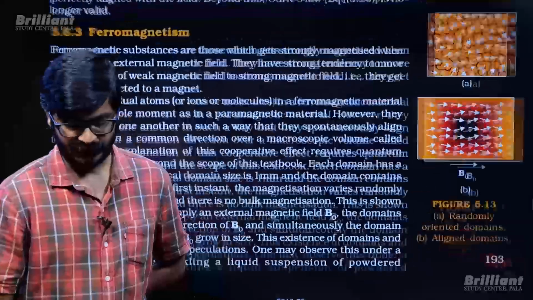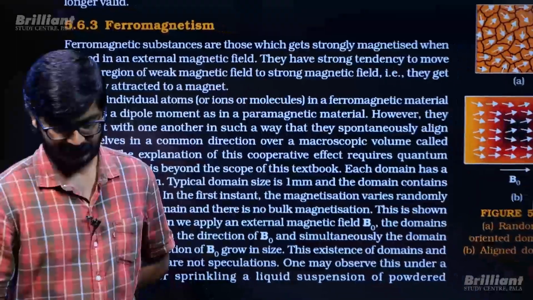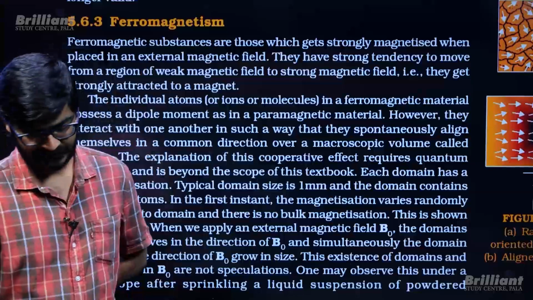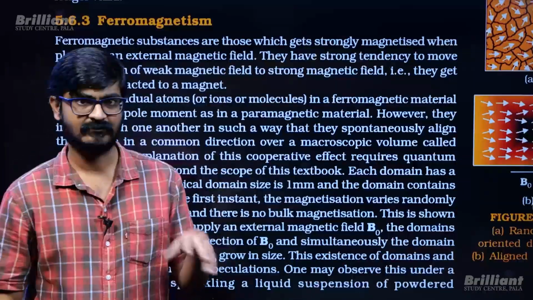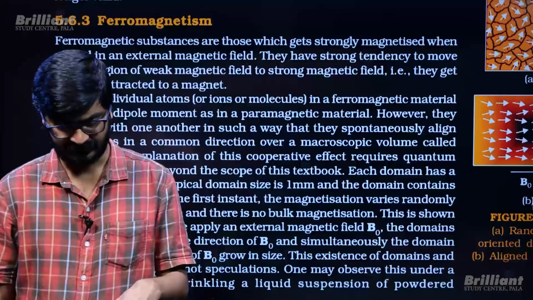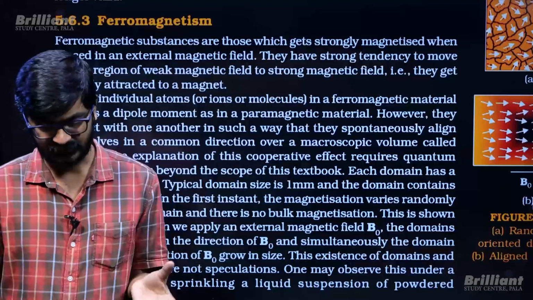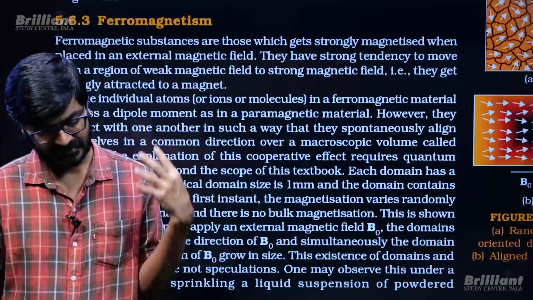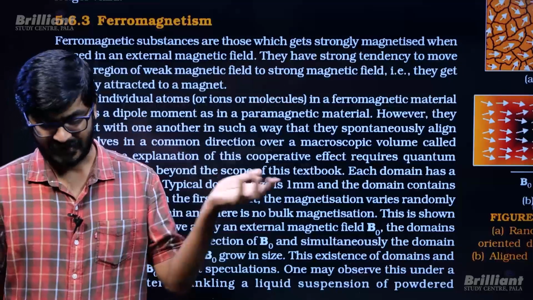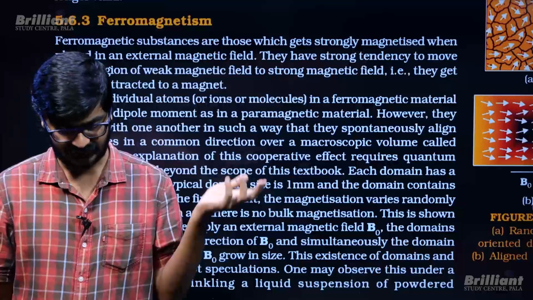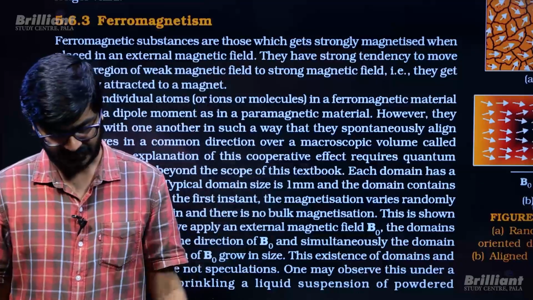Now we will go into the next part of materials, ferromagnetic materials. Ferromagnetic substances are almost close to paramagnetic substances, but with high intensity. Ferromagnetic substances are those which get strongly magnetized when placed in an external magnetic field. They have a strong tendency to move from a region of weak magnetic field to strong magnetic field, that is, they get strongly attracted to a magnet.